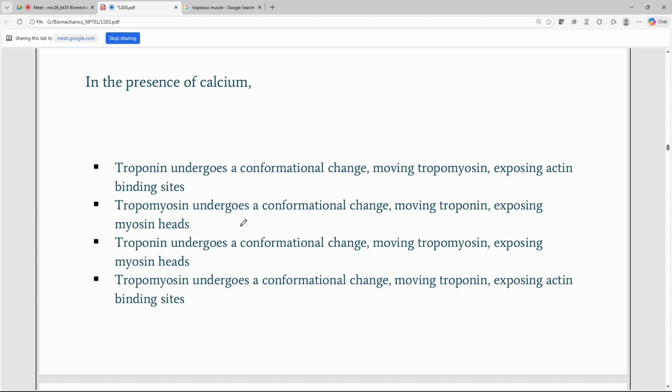Next question. In the presence of calcium, what happens? Troponin undergoes a conformational change, moving tropomyosin, exposing actin binding sites. Or is it tropomyosin undergoes a conformational change, moving troponin, exposing myosin heads? Or is it troponin undergoes the conformational change, moving tropomyosin, exposing the myosin heads? Or is it tropomyosin undergoes the conformational change, moving troponin, exposing the actin binding sites?